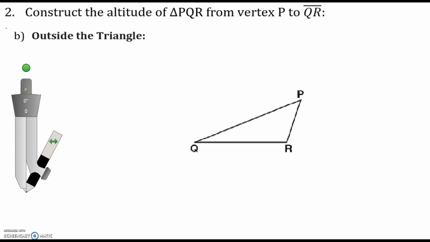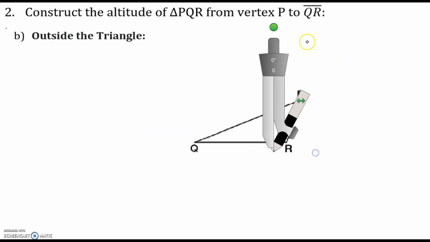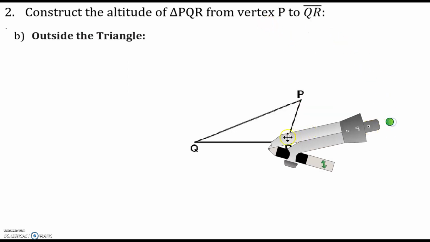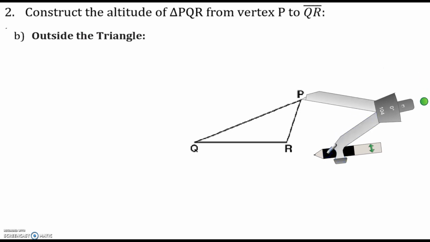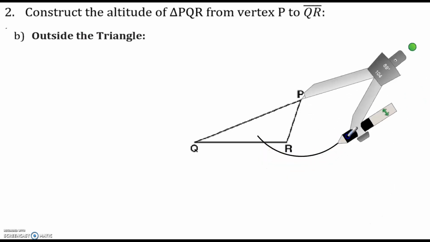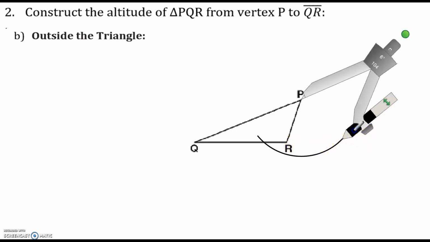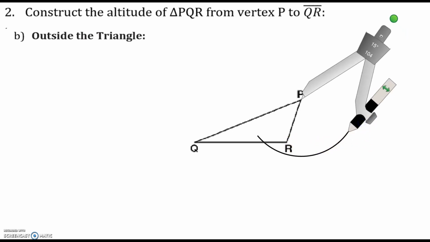Now, in an obtuse triangle, things are a little different. When I try to follow the same steps as earlier and put the point of my compass up on P and open it so that I cross through line QR twice, I have an issue. I'm not getting a second intersection because QR does not go long enough. So the way to fix that problem is to take your ruler and extend QR. That way you now have two intersections that you can use here and here for your compass.